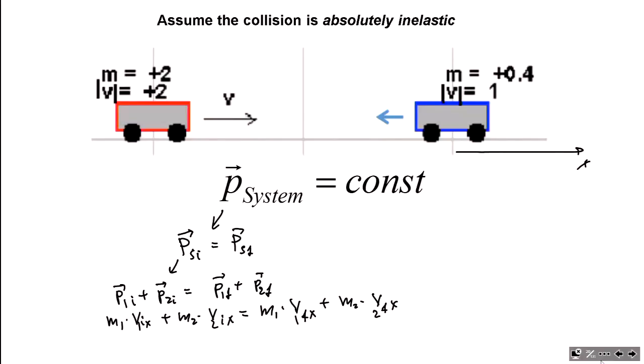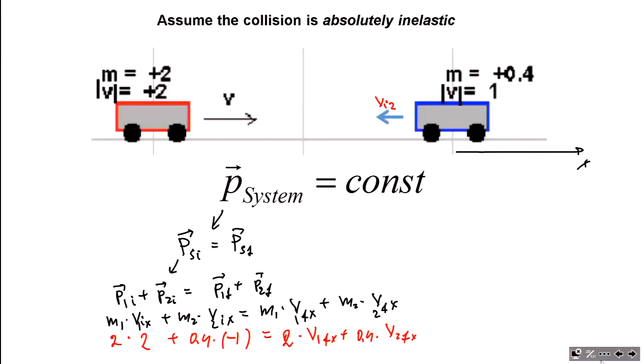Now we can start throwing numbers in. And I'm not going to say that. I'm just going to write it down. Well, I'm going to say that. I lied. 2 times 2 plus 0.4 times, what should I write? Minus negative 1 minus 1, because this velocity, which is initial velocity of the second cart, points to the left, should be equal to 2 times V1fx plus 0.4 times V2fx.